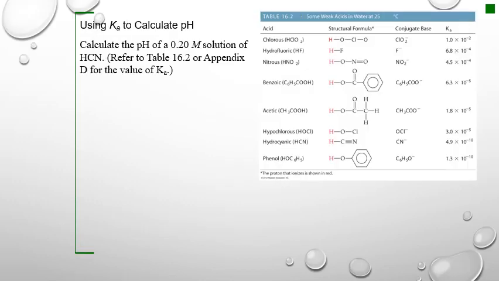Now we're going to figure out how to calculate the pH for a weak acid. Unlike the strong acids, where we can typically look at the initial concentration of the parent acid and use that as the concentration of H+, these weak acids are not ionizing or dissociating fully, so we cannot do that. So we have to use the equilibrium expressions to figure this out.